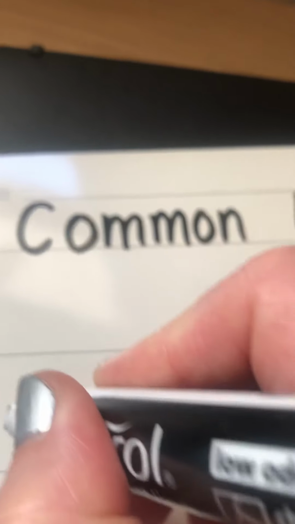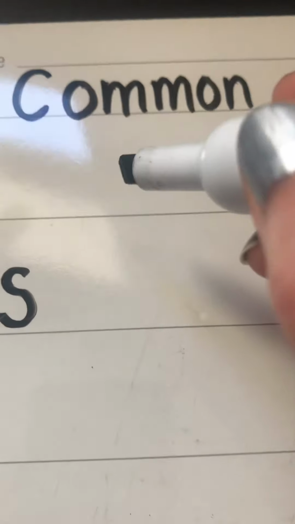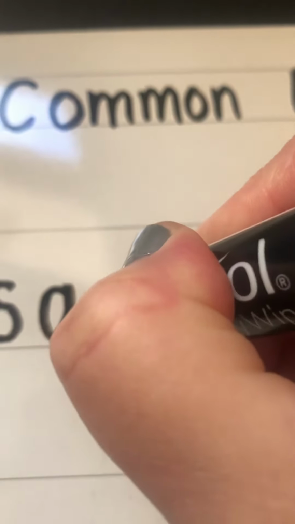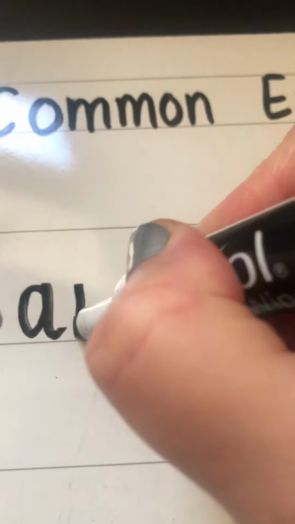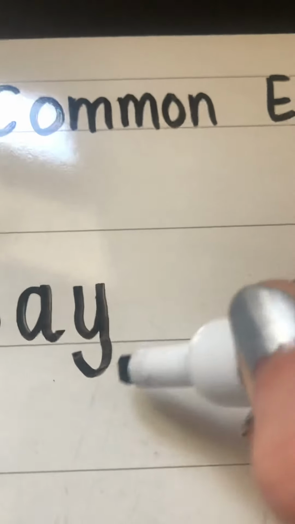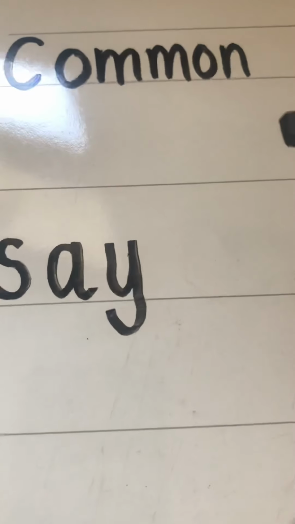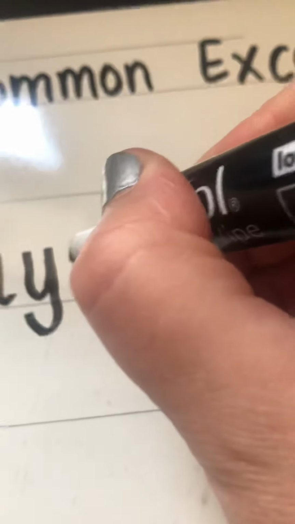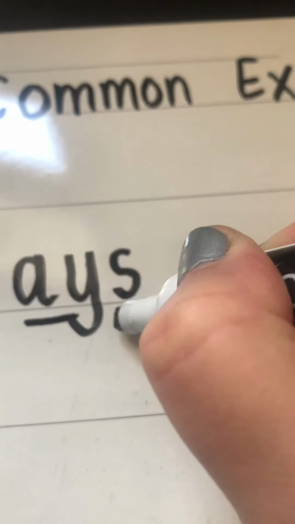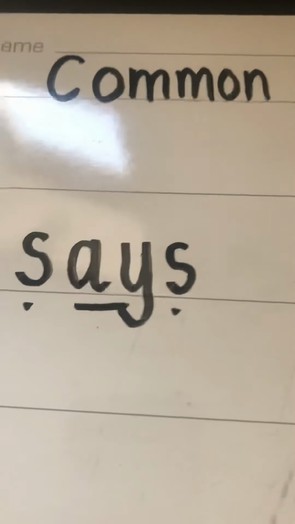Right, let's see how you got on. S. Now, can you remember which way it was of making the A sound? Not A-I, but A-Y. And I'm making sure the tail of my Y goes under the line. And then don't forget, it's not just say, it's says. So we need the S on the end. Check it with the sound buttons. Says, says.